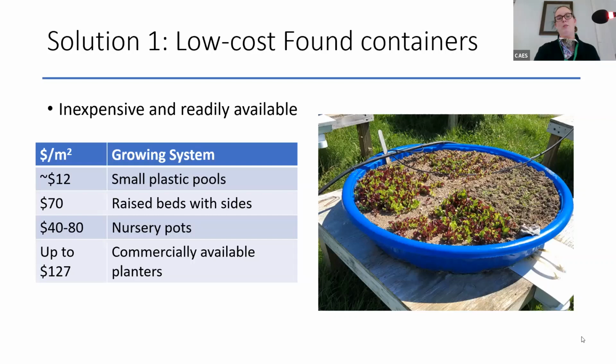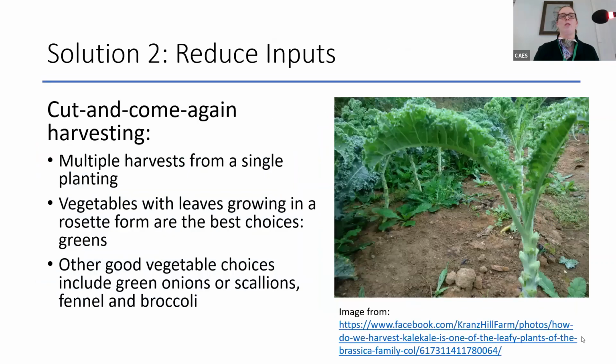Another way to bring down some of those costs is to look for production practices that are lower input. One of those production practices is something some people have been calling cut and come again harvesting. This is where you plant once from seed and get multiple harvests. It works really well with plants that grow in rosettes, like many of our greens. What you see here is kale where the leaves have been pulled off at the bottom of the plant, and it's been allowed to continue to grow. There are some other vegetables that this works with, including broccoli and scallions and onions.